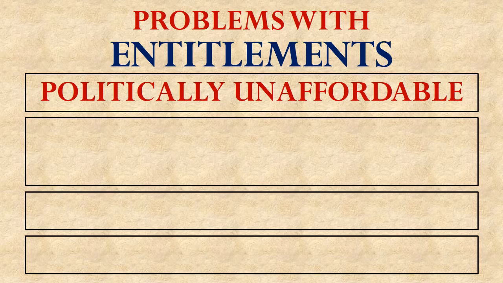So the way the politicians get out of that difficulty is they borrow money in order to pay for the programs that they've been promising to get the votes. And as a consequence, the debt just gets bigger and bigger and bigger.